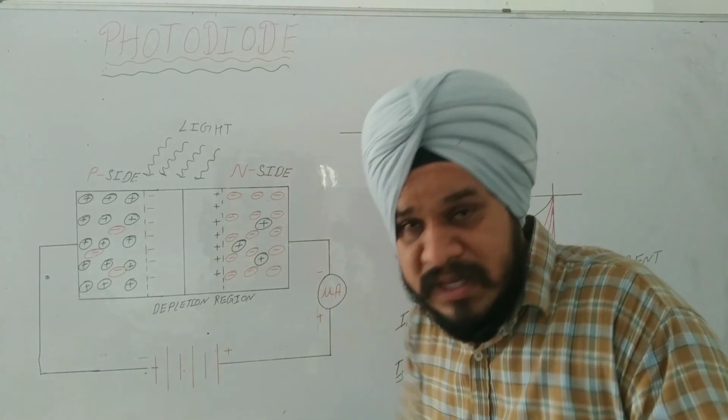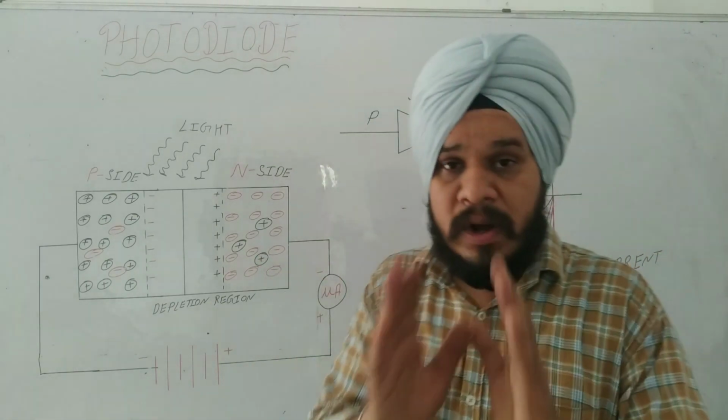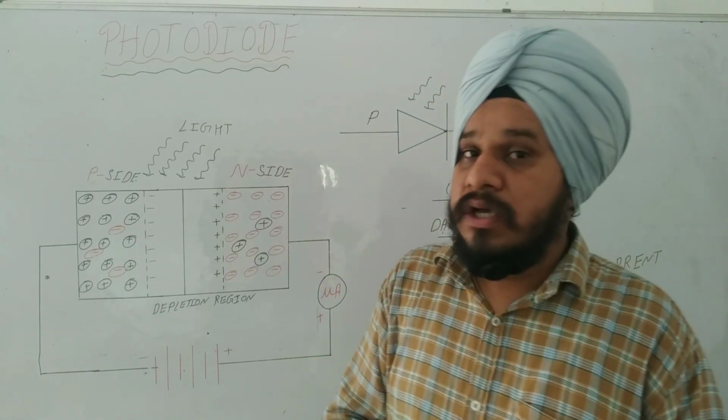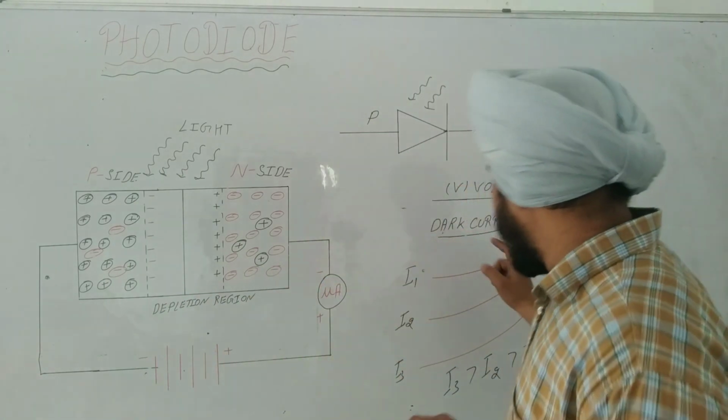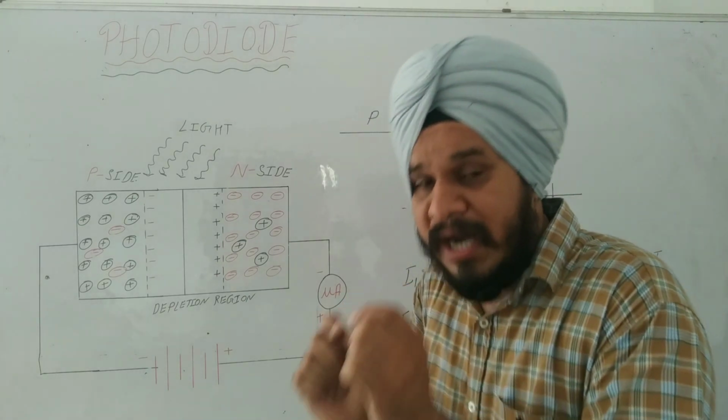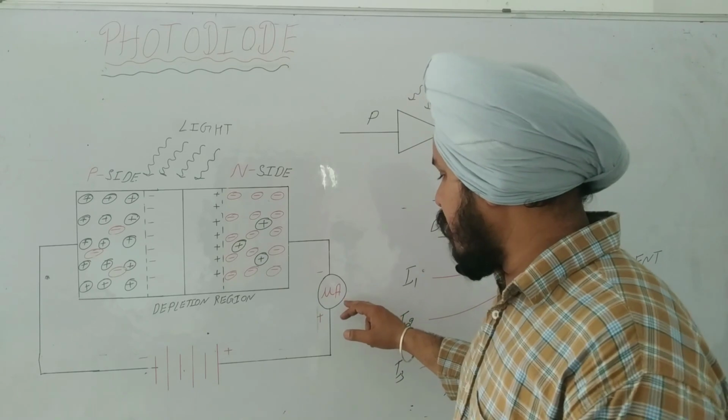So the movement of these particles, when no light is incident on it, generates the electrical current. So that current is called the dark current. And the amount of this dark current is very small and is measured with the help of this microammeter.